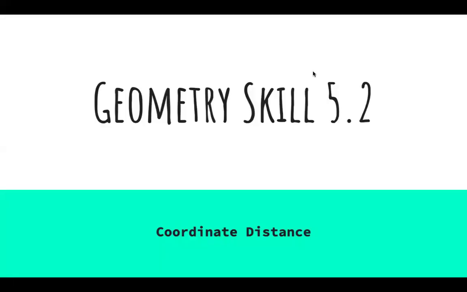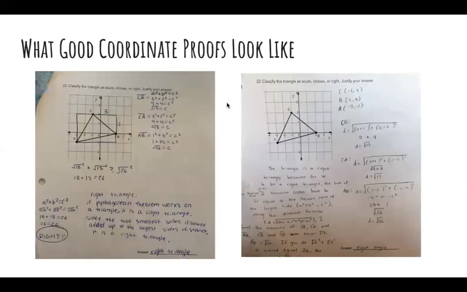Welcome back, Geometry Scholars. We're going to be doing Skill 5.2 today, which is coordinate distance and writing coordinate proofs. Now, you actually don't have to look very far to see really good coordinate proofs, because if you look at the critical thinking question on the last test, here are some really good examples that are top notch, that do a really good job of providing evidence, thought process, and using definitions.